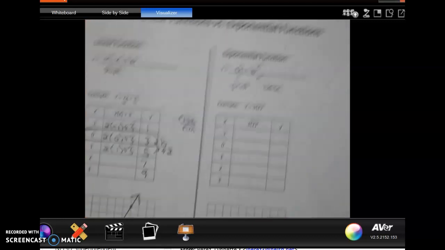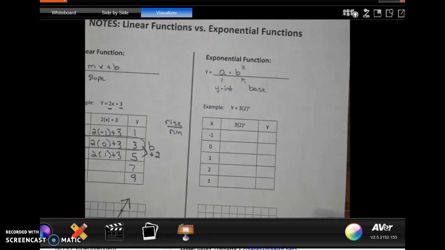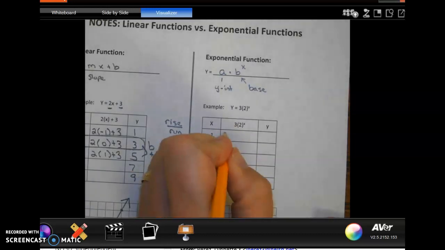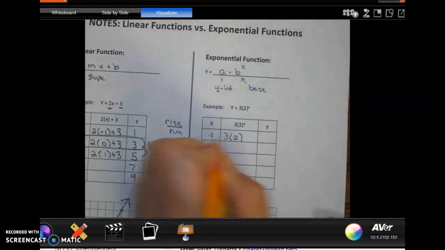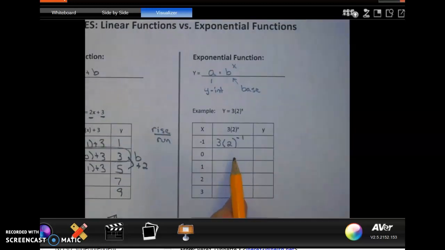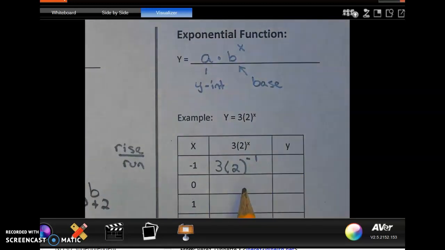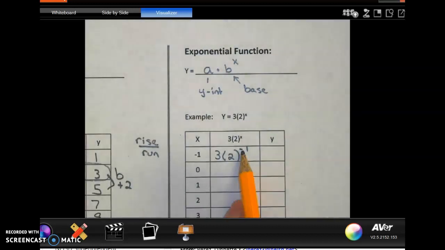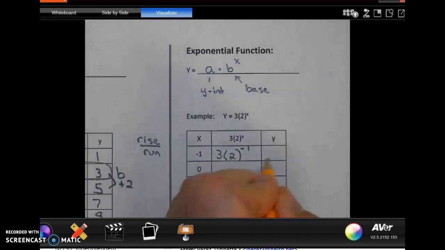Okay, moving on to exponential function. So here we have our equation. So we're going to go ahead and input our values into this equation. So when we evaluate this, and we just studied rules of exponents, so this shouldn't be too difficult for you. 2 to the -1 power is 1/2. 1/2 times 3 is 3/2, or 1.5.